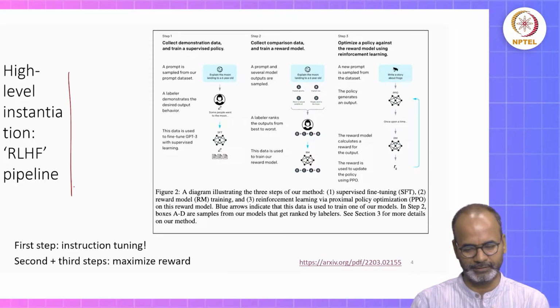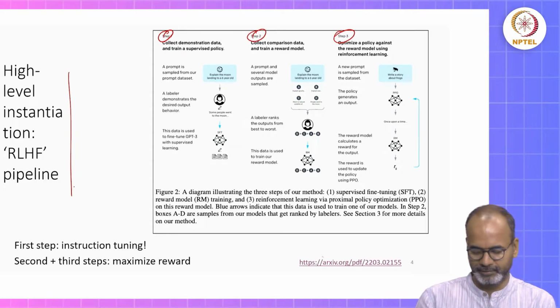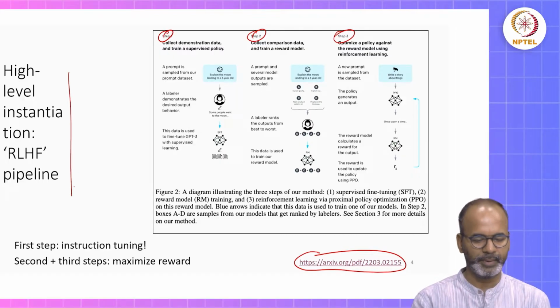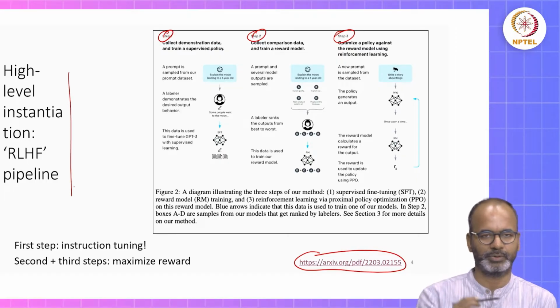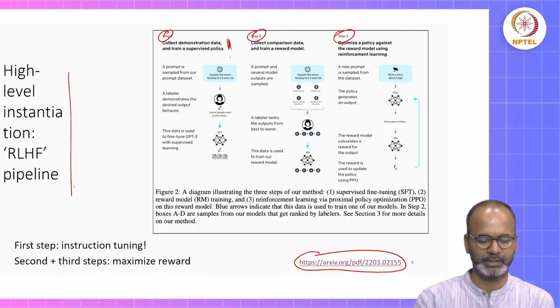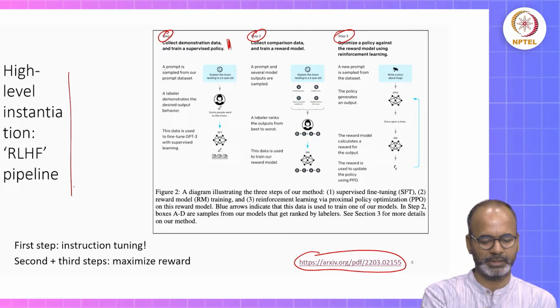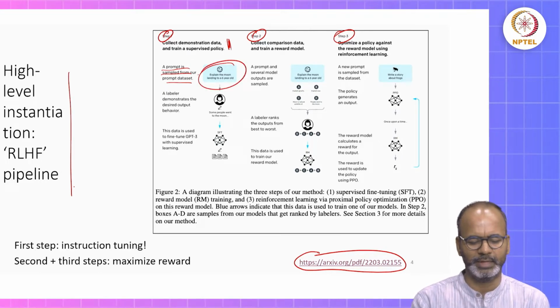Let's go through the figure from left to right. These are shown as 3 different steps, and as a practice everywhere, we have put all the links to the papers wherever we have taken this content from. Step 1: collect demonstration data and train a supervised policy. This is basically collecting data and getting some annotations done by the users. A prompt is sampled from our prompt dataset. The prompt here is: explain the moon landing to a 6-year-old.